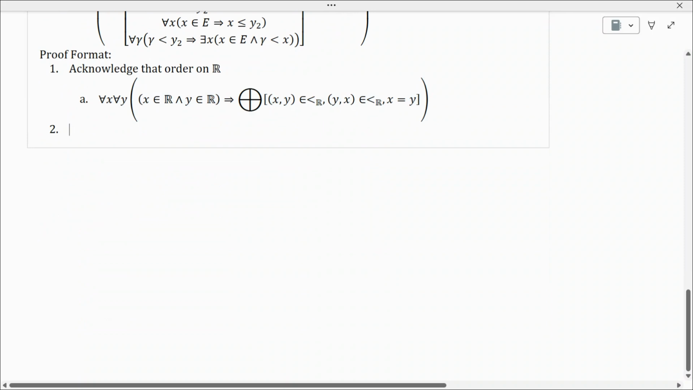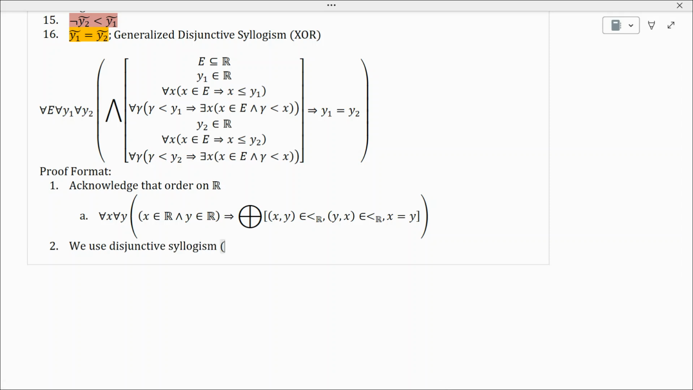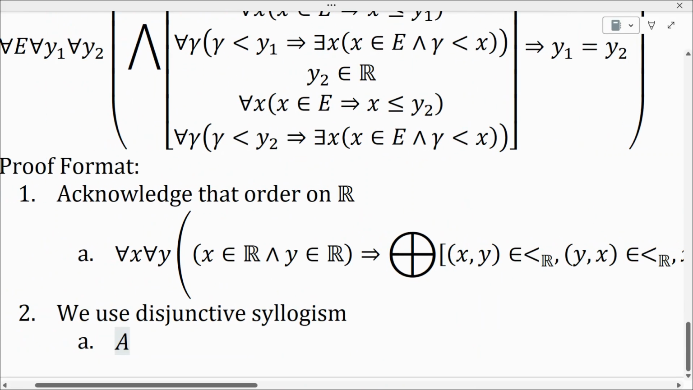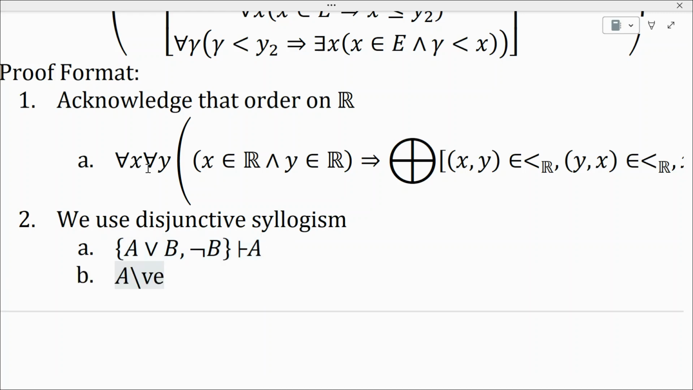And then what are we doing? We use disjunctive syllogism. What is disjunctive syllogism? Without the exclusive or, it is this. Say we have an argument, A or B, and we have not B, then we must have A.